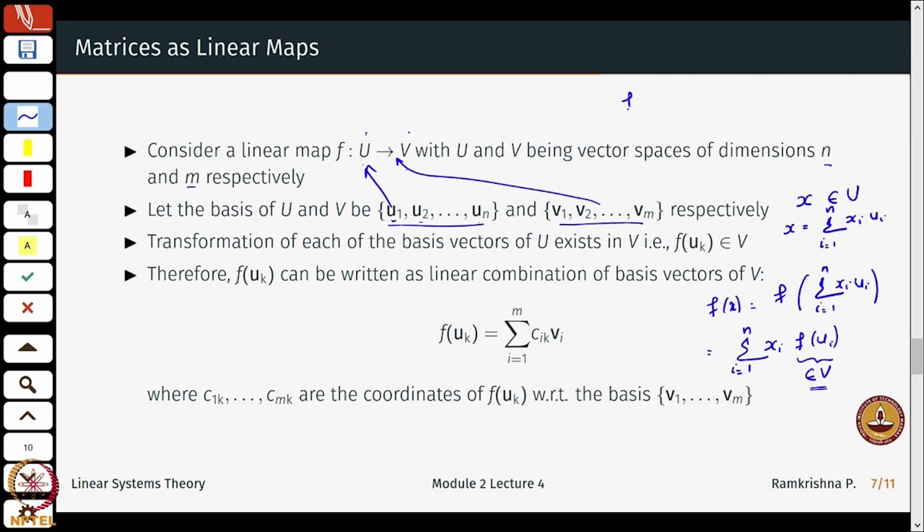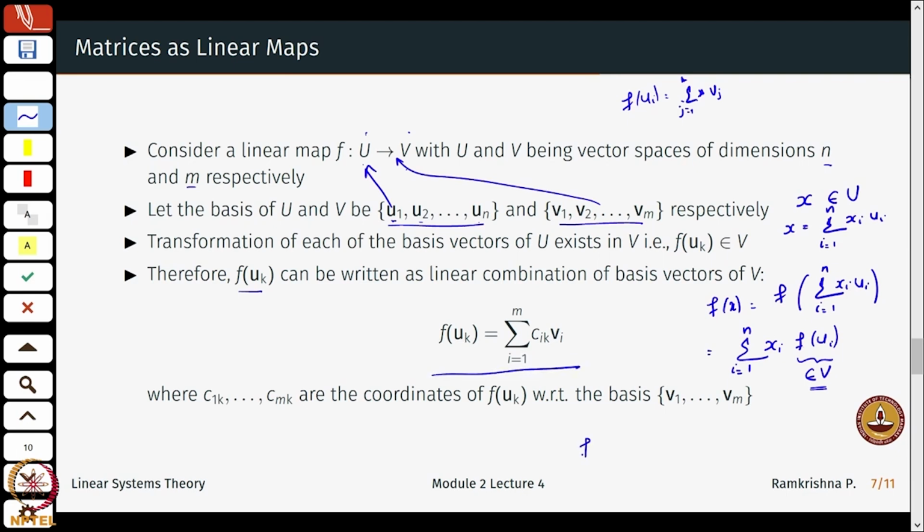So, f of ui I should write as some summation of some numbers times vj, j equal to 1 to m. That is true for each of these. So, in general, f of uk can be written as a linear combination of basis vectors of v, that is v1 till vn, and let us say for each k I can write it something like this.